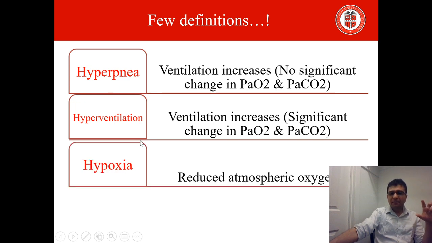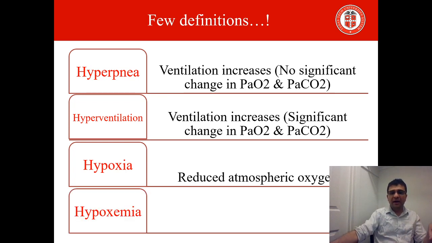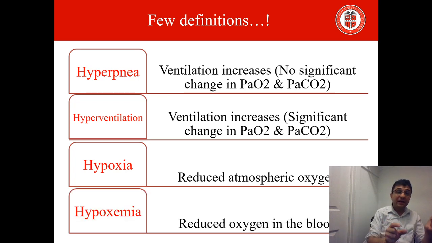Now, hypoxia means that there is reduced atmospheric oxygen. So if the oxygen in our atmosphere from which we are breathing in decreases, that is hypoxia. But if it happens inside our blood, that means hypoxemia. So my idea was very simple, that these terms sound pretty familiar, but they have significant physiological differences as far as their meaning is concerned. So I want you to be familiar with them as we move ahead.